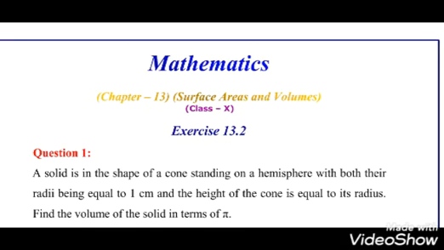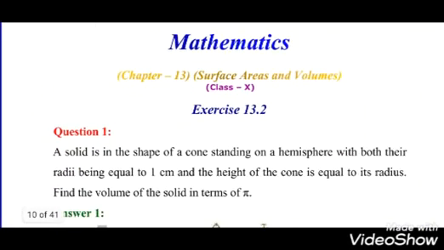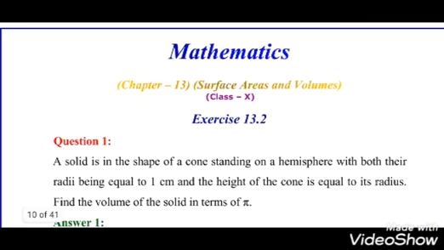So here what we have to understand is what the combined solid figure is. The combined solid shape is a hemisphere and a cone. The hemisphere is the bottom part and the top part is the cone. And they have also given the radius: radii equal to 1 centimeter. So the radius of the hemisphere and the radius of the cone should be 1 centimeter, and the height of the cone is equal to its radius.